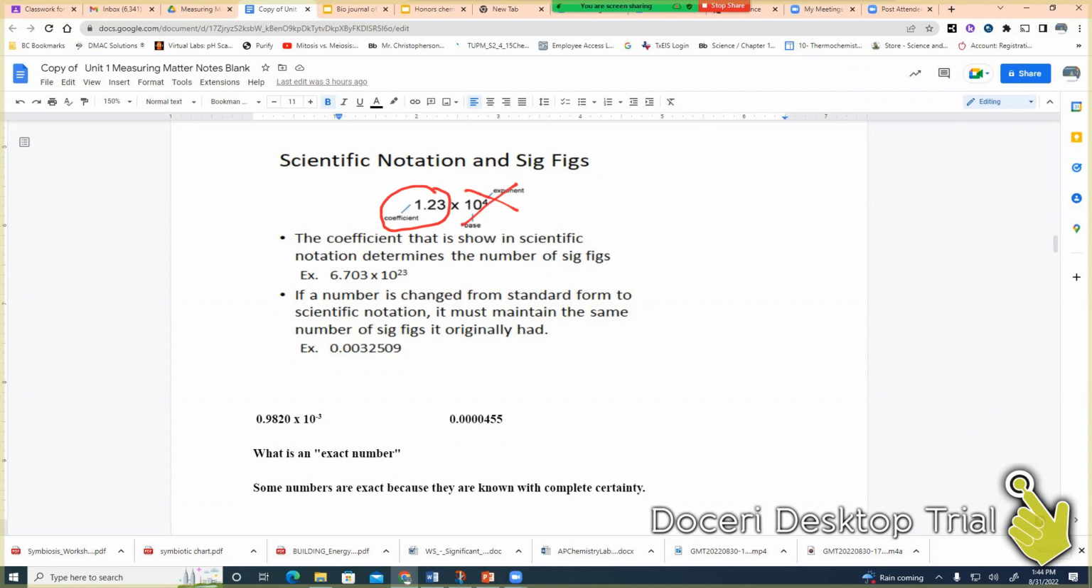So if that's true, I look at 1.23 and that is 3 sig figs. Same thing here. That's already in scientific notation. Those 4 numbers. So I have 4 sig figs.